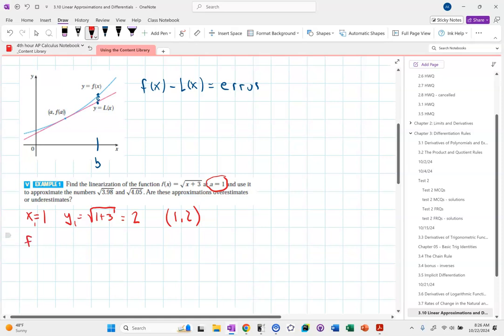Next, I'll need the slope. To find the derivative of square root of x plus 3, that's a chain rule. So I'm going to think about square root of x plus 3 as x plus 3 to the 1/2. So the outermost function is the exponent of 1/2. When I take the derivative of x to the 1/2, I get 1/2 times the inside to the negative 1/2 times the derivative of the inside. Now the derivative of x plus 3 is just 1 plus 0.